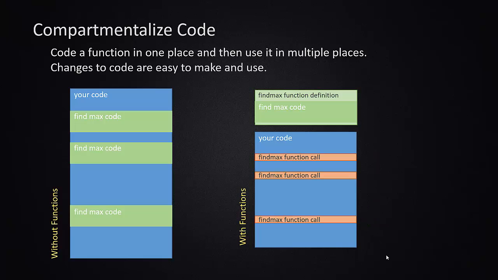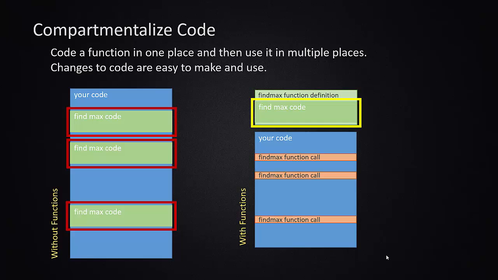And that means that changes to the code are easy to make. If I found out later that I wanted to implement a new algorithm to find the max, maybe I discovered one that was faster, in the old scheme, I would have to change it here, and here, and here. If it was some code that was used 50 times in your application, you'd have to go and find every single instance of that code in order to make the replacement. With a function call, I change it one time, and every single time it's called, it has the new code implemented.